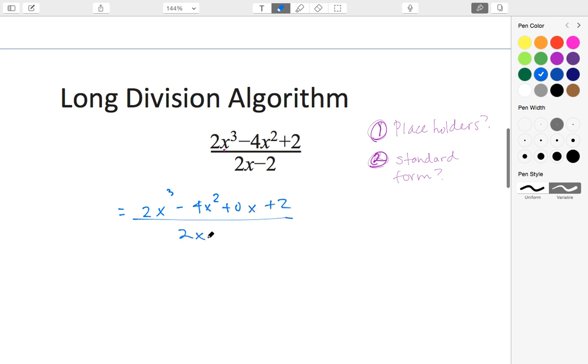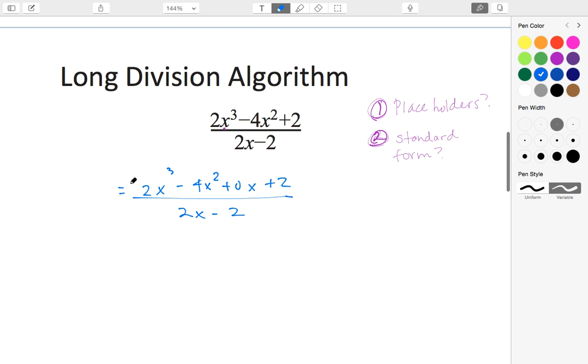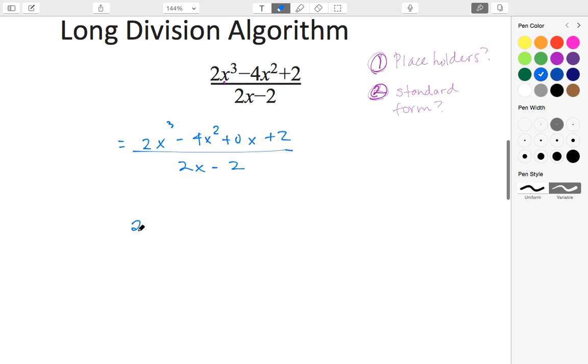divided by 2x minus 2, right? So we still want to find the quotient. It's just a different way, and it's by setting it up in the long division format. So we have 2x minus 2 divided by 2x cubed minus 4x squared plus 0x plus 2.